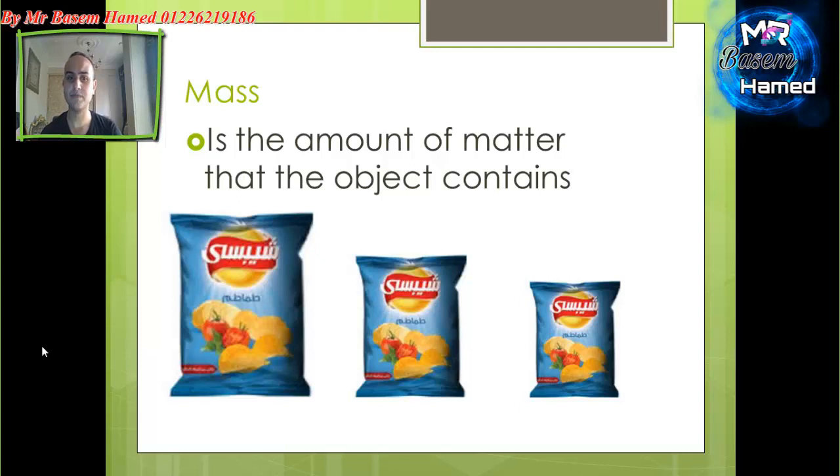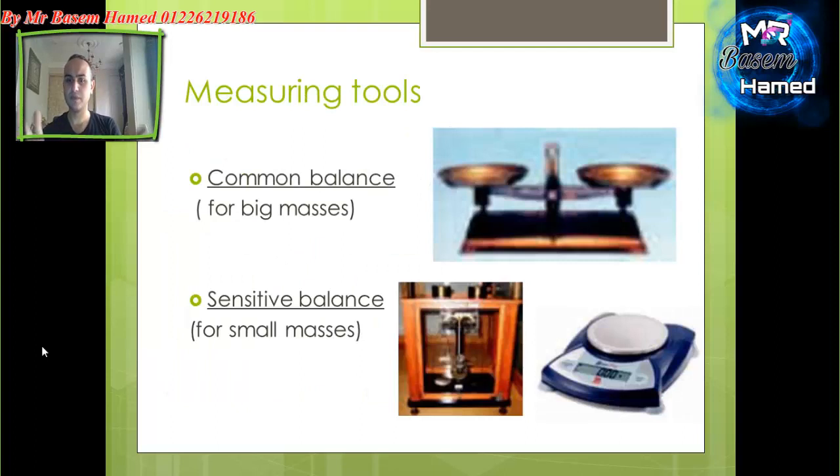How can we measure the mass? Mass may be measured by the common balance for big masses, the heavy objects, and sometimes we use a sensitive balance for small masses. Small masses like rings.